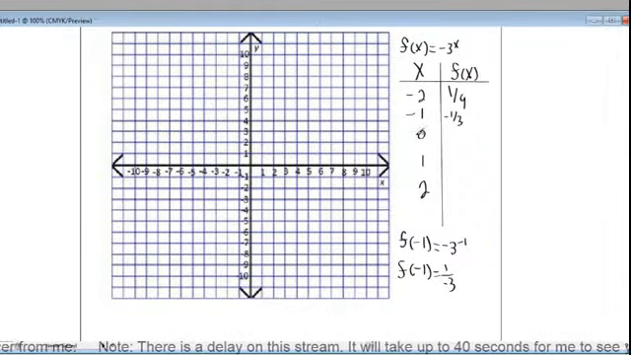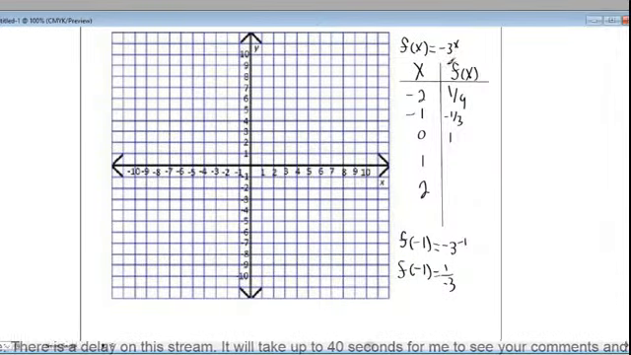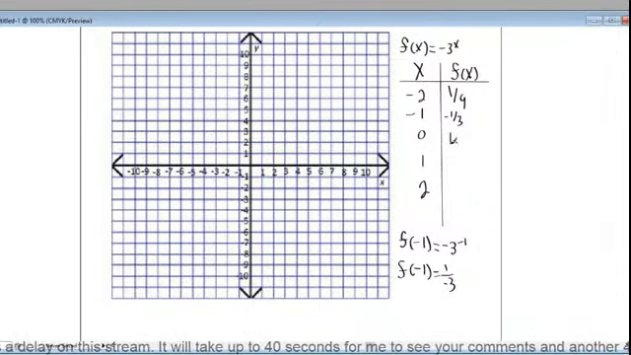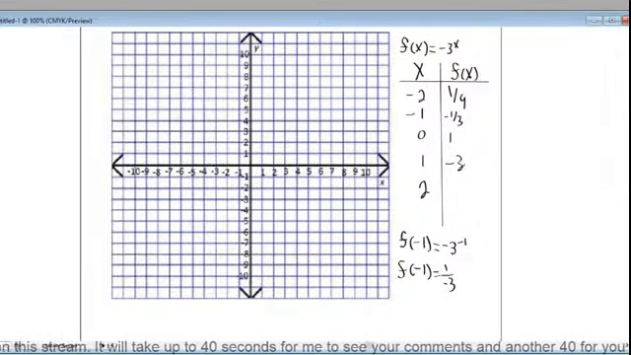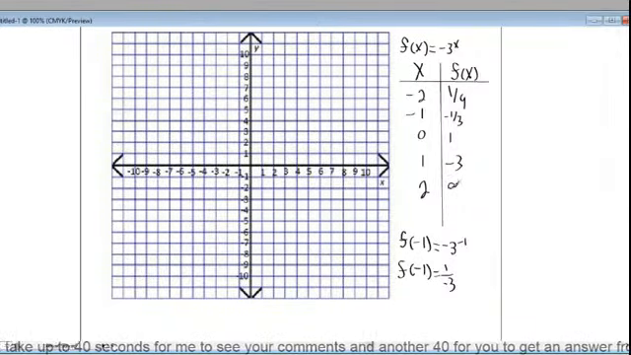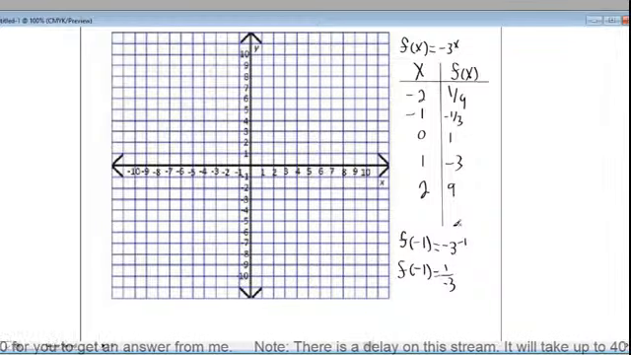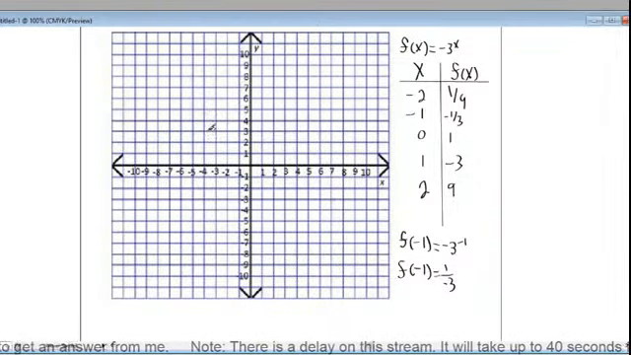All right. How about 0? 0 makes it 1. How about 1? That would make it negative 3. How about 2? That makes it 9. Okay, so what's going on here? What have we done? Let's take a look at our graph then.